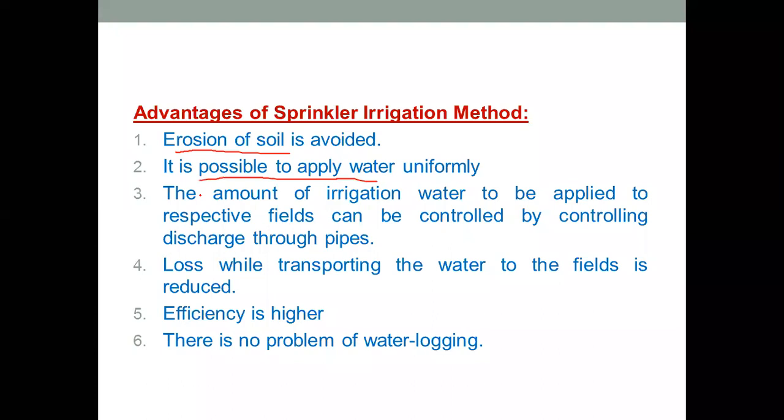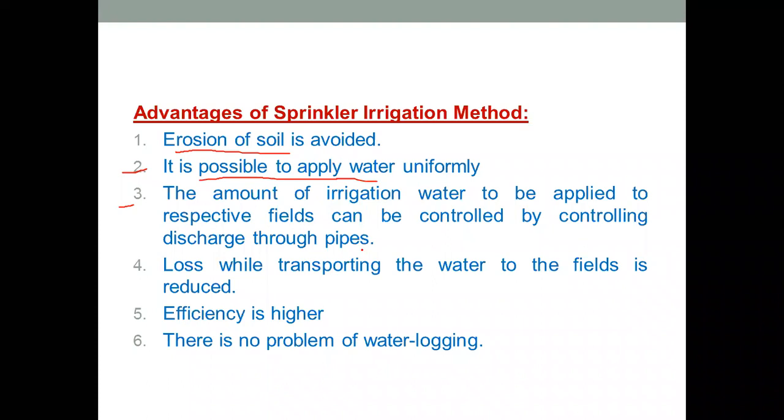Now if you remember the disadvantages of the furrow irrigation method, one of the disadvantages was that the water could not be applied uniformly throughout the agricultural field to all the crops. But that is remedied in the sprinkler irrigation method, where it is possible to apply water uniformly. Next, the third advantage is that the amount of irrigation water to be applied to the respective fields can be controlled by controlling discharge through pipes.